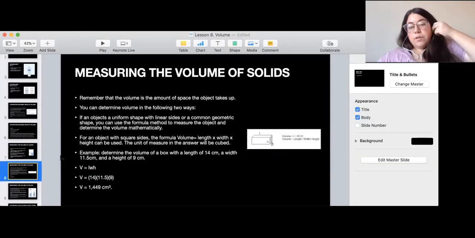Remember that volume is the amount of space that any object takes up. You can determine the volume of something in two ways. One, if it has a regular shape, like a geometric shape such as a box, a rectangle, or a square, then you use the formula: volume equals length times width times height. You just multiply. For example, you have a box with a length of 14 centimeters, a width of 11.5 centimeters, and a height of 9 centimeters. Just multiply and you get your number.